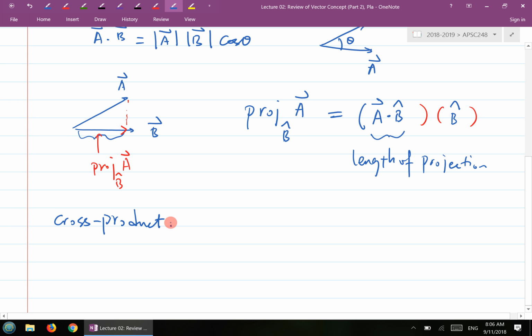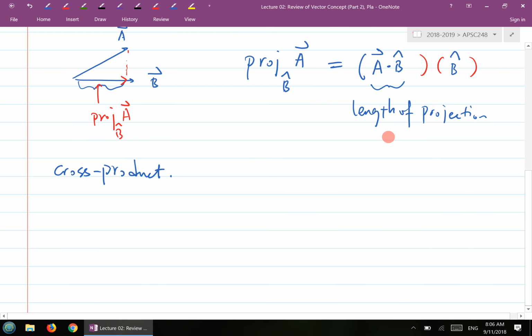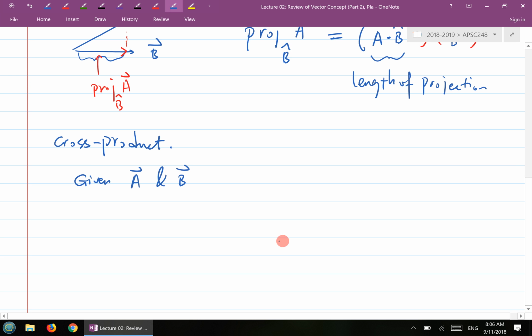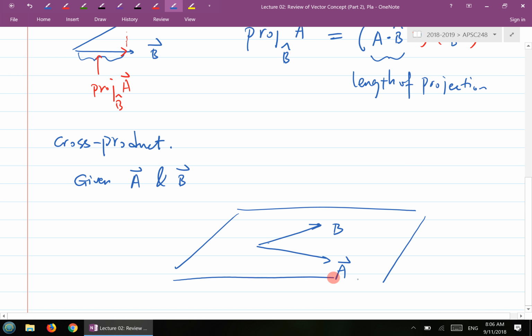So let's take a look at the cross product. Very similar: you're given two vectors, let's say A and B. This time you draw A here and B here, into a plane. Geometrically, as we learned in high school, given two vectors, they form a unique plane. You cannot have another plane passing through these two vectors.